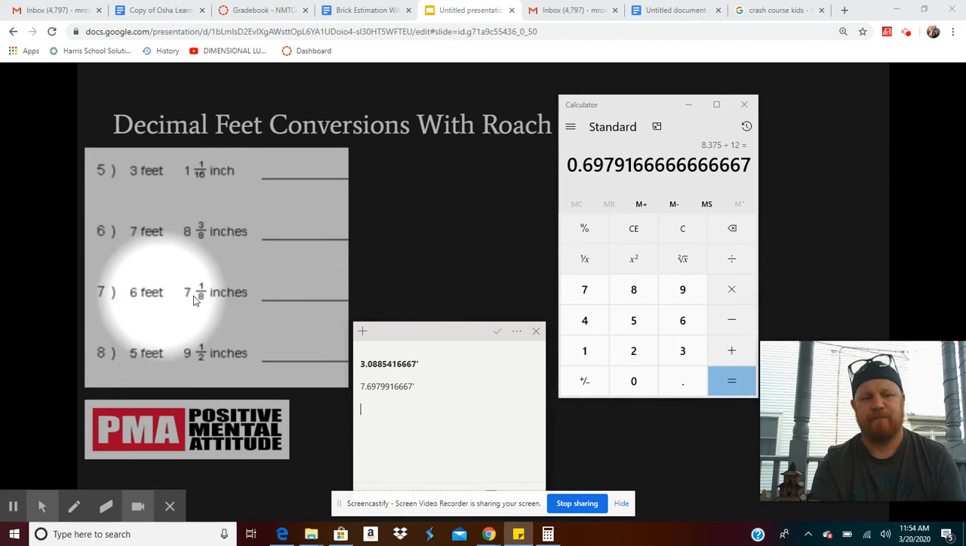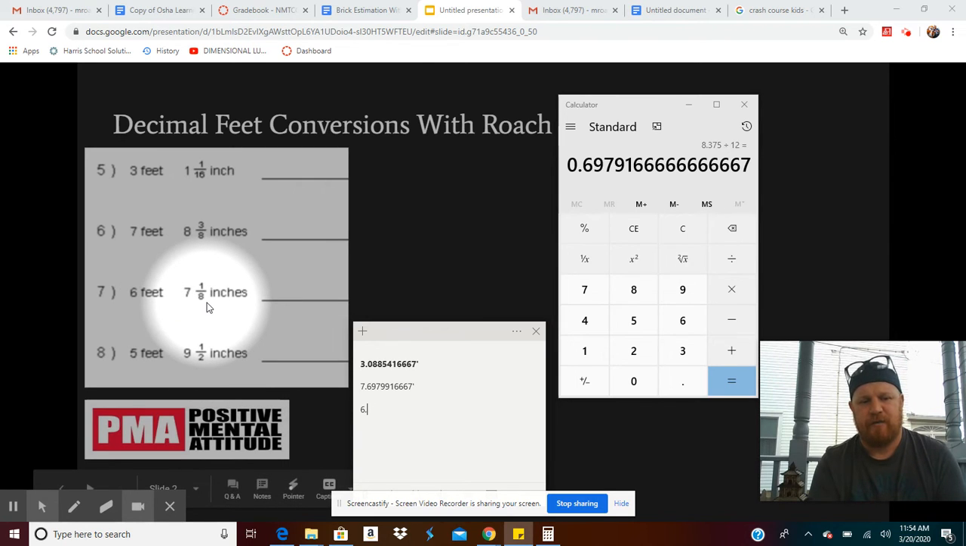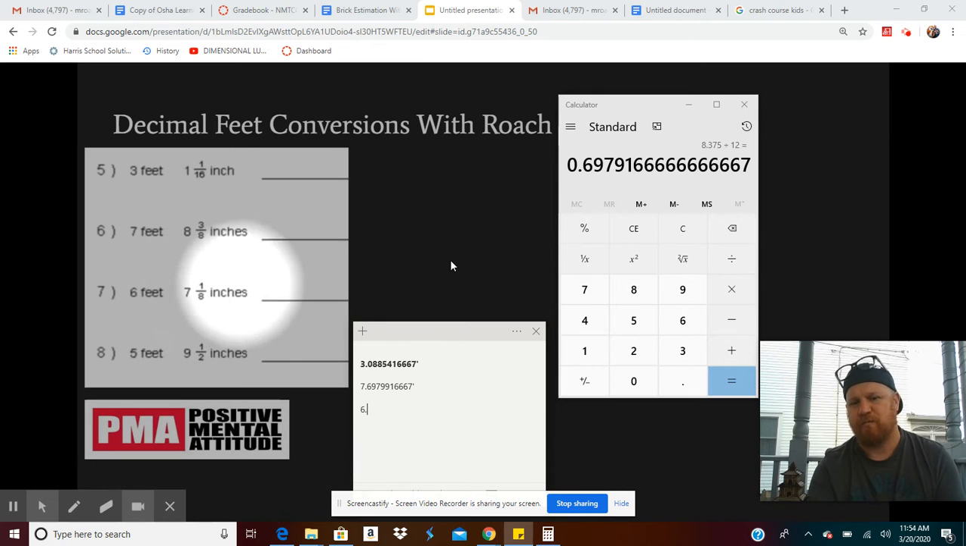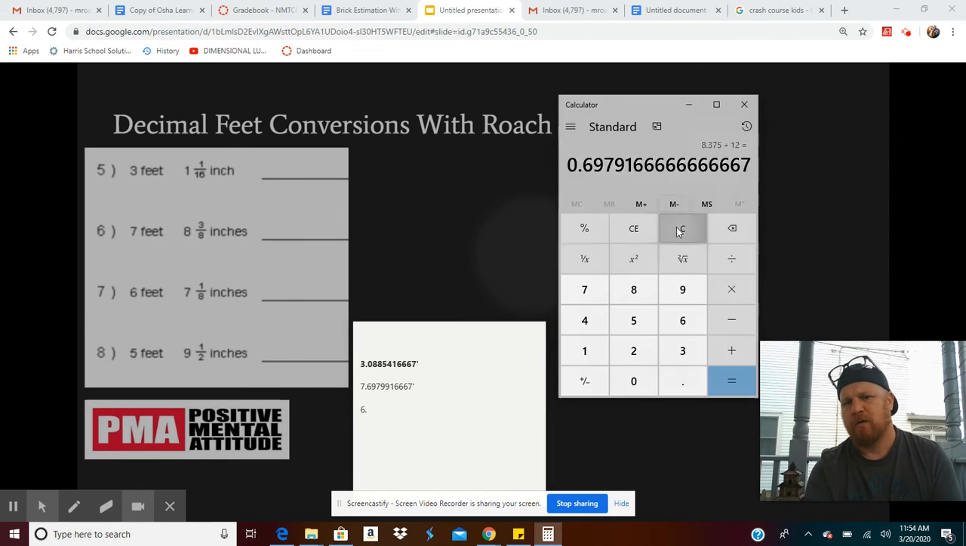So we got 6 feet, 7 1/8 of an inch. So we're going to bring the 6 over first because that's our whole feet number and put a decimal there. All right. Right over here, you can see here is the 7 1/8 of an inch. We're going to move in a clockwise motion. Okay, so I'll clear my calculator out. All right, and I'm going to do 1 divided by 8 equals 0.125. That's what an eighth of an inch looks like in decimal form.